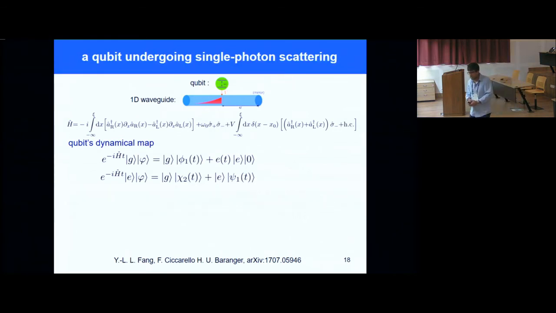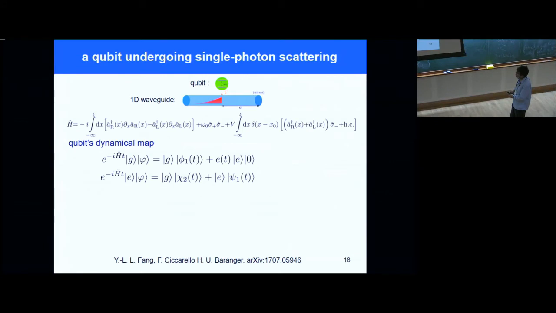Okay, so our goal is to calculate the dynamical map. As I stressed more than once, the key point is calculating the dynamical map. Of course, once you have the dynamical map, you know the open dynamics of your open system, which is the qubit in this case, fully. Now, similar to the spontaneous emission case, to calculate the dynamical map, it is enough to consider these two elementary processes. One is the process where the incoming single photon scatters from the atom, or qubit, initially in the ground state. Another one is the scattering process where the photon scatters from the qubit initially in the excited state, okay?